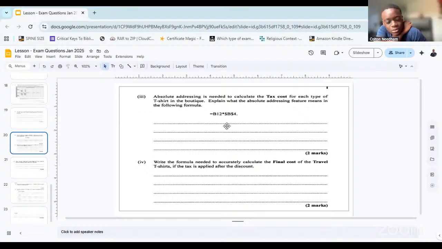It means to move the filter to a different location, sir. Nope. That is 2 marks. We can't lose 2 marks, guys. What does absolute mean again?